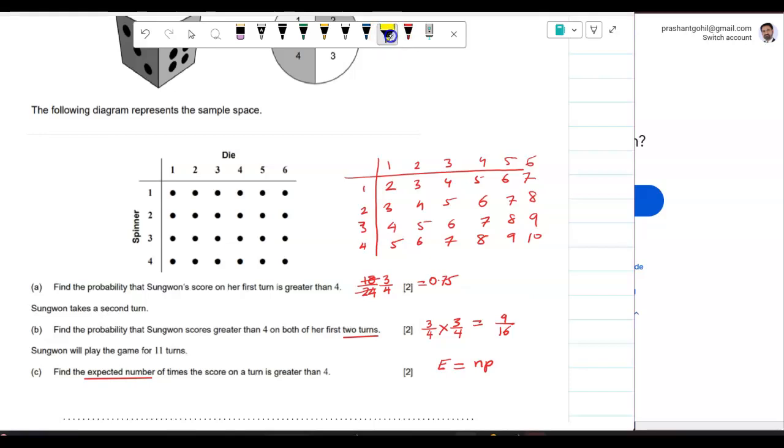How many trials? That's how we got 11 turns. Oh, 11 turns. So that's your n. Probability of success is 3 over 4. So 11 into 3 over 4. So that's 33 over 4. What is that? 8.25. So out of 11 turns, 8.25 turns, she will get a score of more than 4.